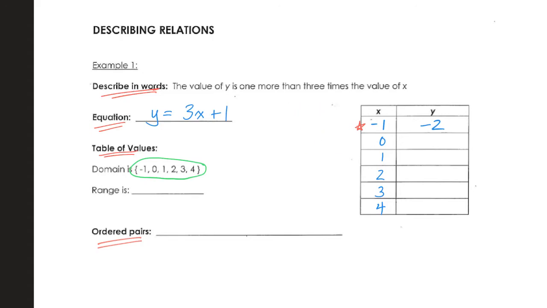And what I'm going to ask you to do is to pause the video right now, and I want you to fill in the rest of that table. Okay, give it a go.